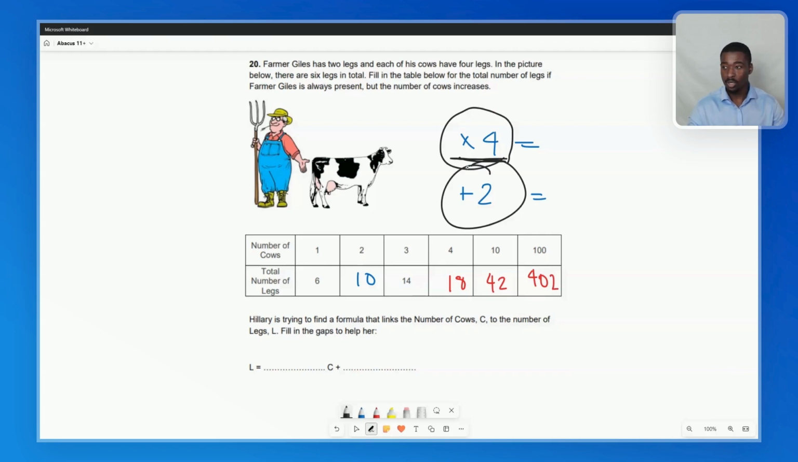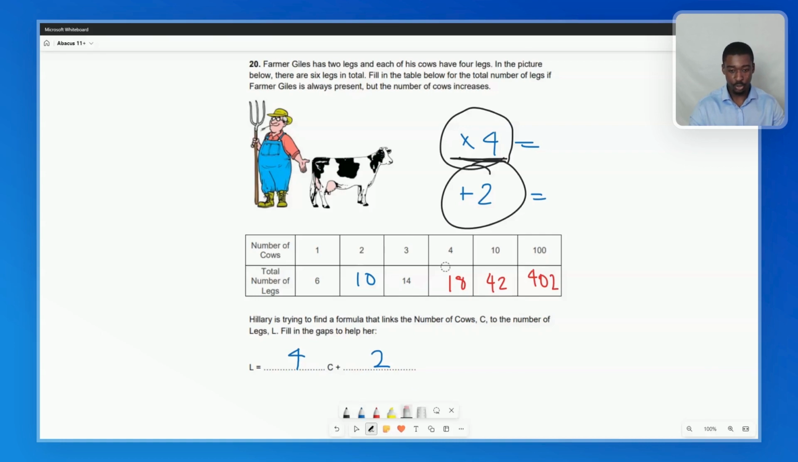So even if it was 1,000 cows, it would be 1,000 times 4, or 1,000 times the number of legs which the cows have, which is 4, added on to 2 for Farmer Giles. So here it's going to be L, or legs, equals 4 times the number of cows plus 2 to accommodate for Farmer Giles.